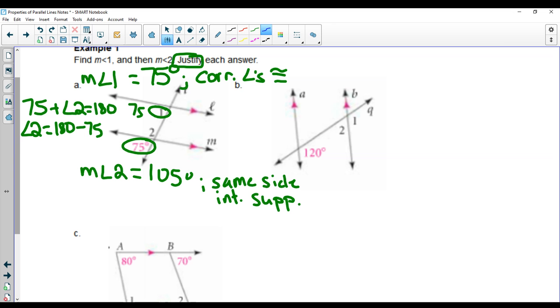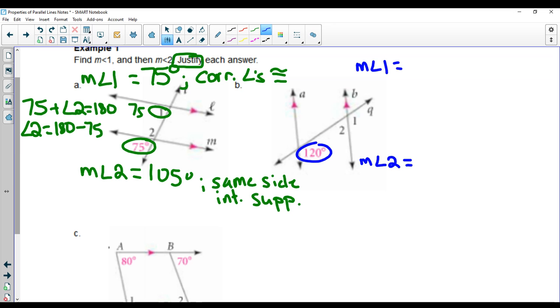Now, notice that this time our parallel lines are kind of running in a more vertical-ish direction. So what you might have to do is kind of like crane your neck a little bit and look at the page to figure out the relationships, right? So, what's the measure of angle 1? What's the measure of angle 2? So let's look. We know this is 120. Okay, I always start with the one that's easiest to do.